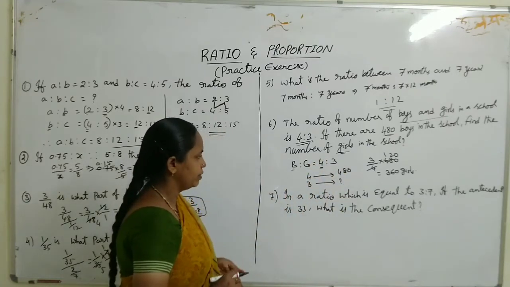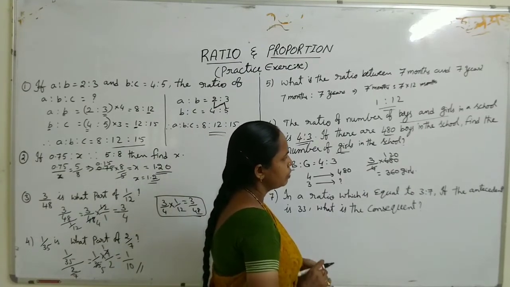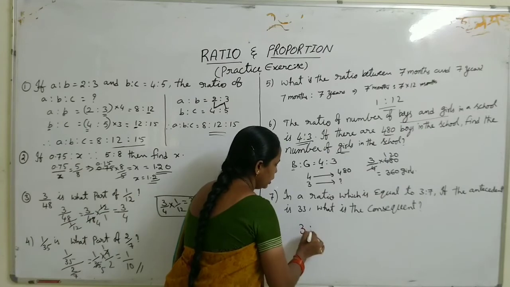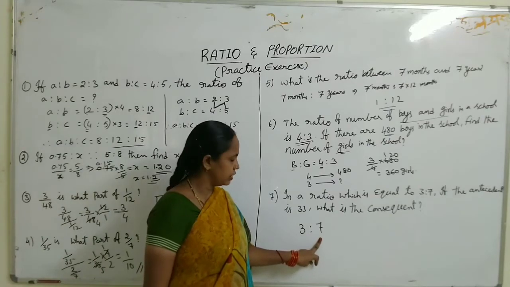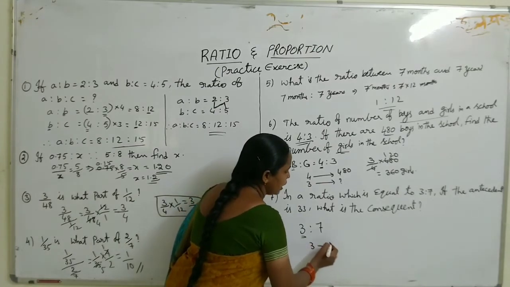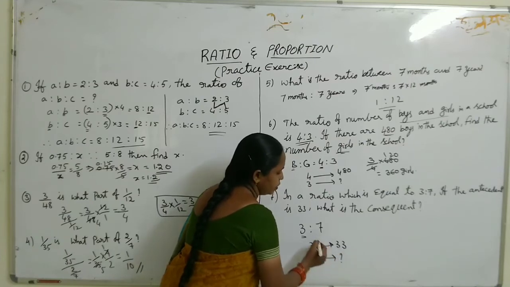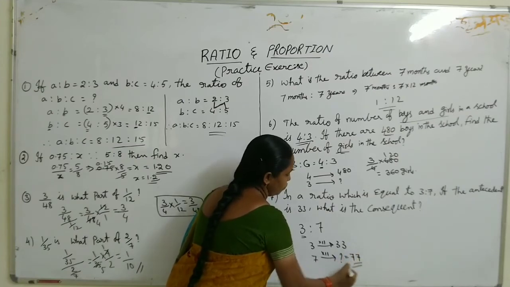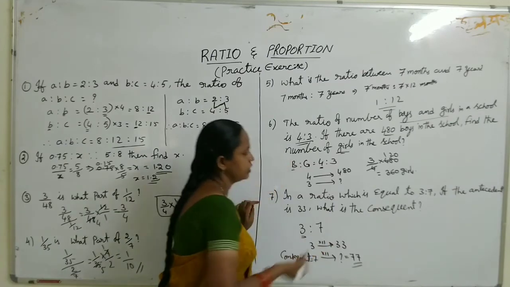Next, question number 7. In a ratio equal to 3:7, if the antecedent is 33, what is the consequent? So here the ratio is 3:7. The first term is called the antecedent and the second term is called the consequent. So antecedent equal to 33. That means 3 units is the value 33. Then what is the value of 7 units? So here observe, 3 elevens are 33, 7 elevens are 77. So therefore the consequent equals 77.